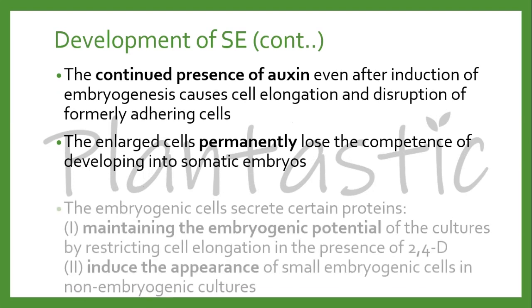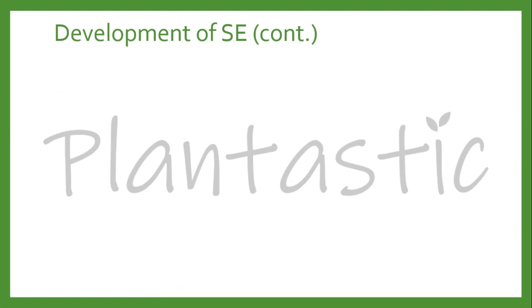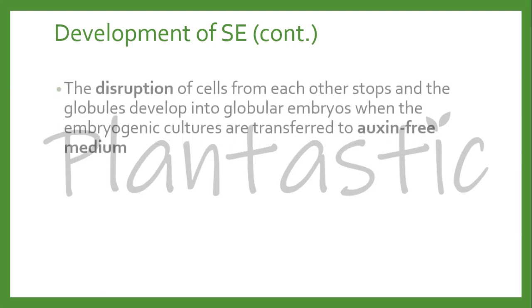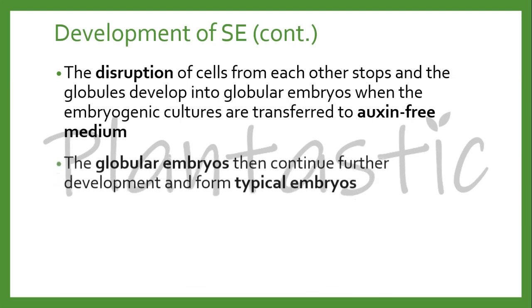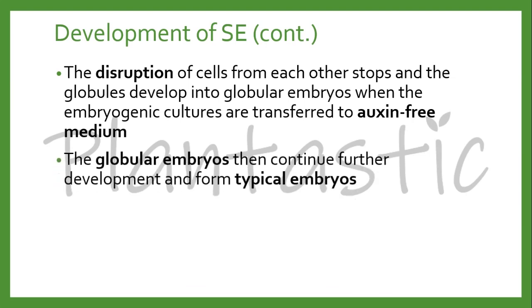The embryogenic cells secrete certain proteins, which are used to maintain the embryogenic potential of the cultures by restricting the cell elongation in the presence of 2,4-D, and also to induce the appearance of small embryogenic cells in non-embryogenic cultures. Moreover, the disruption of the cells from each other stops, and the globules develop into globular embryos when the embryogenic cultures are transferred to auxin-free medium. The globular embryos then continue further development to form the typical embryos.